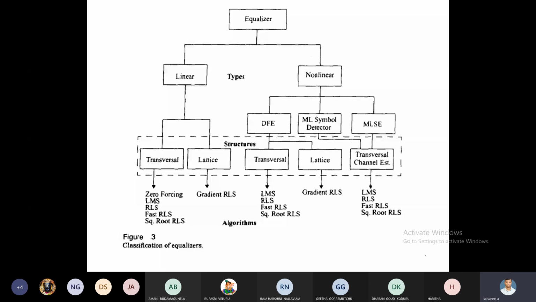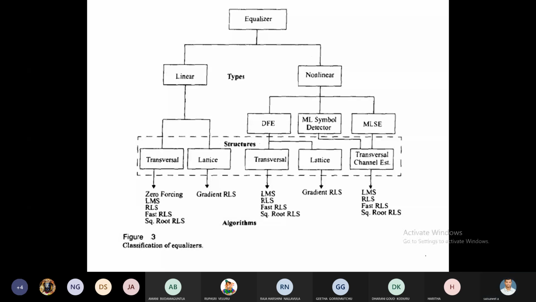Similarly, the non-linear equalizer is divided into three types: DFE, that is decision feedback equalizer, ML symbol detector, that is maximum likelihood, and MLSE type. Based on these three types, we again go for structures, which can be either transversal or lattice. This is about the classification of equalizers.